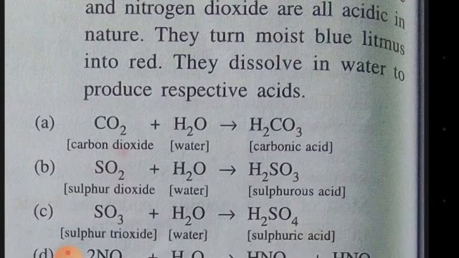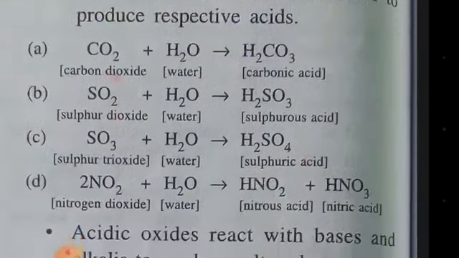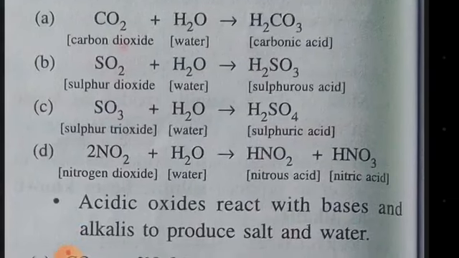Sulfur dioxide plus water gives sulfurous acid. Sulfur trioxide plus water gives sulfuric acid. And nitrogen dioxide plus water gives nitrous acid and nitric acid, a mixture of acids. Mind you, this is very important. When you mix nitrogen dioxide with water, you will get two acids, a mixture of acids, nitrous acid as well as nitric acid.